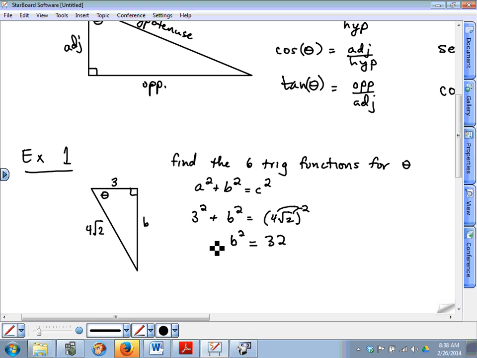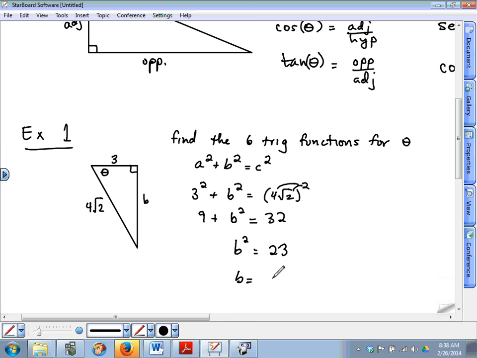Here we have b squared. So b squared, if you subtract 9 on both sides, is 23. And now we have to square root 23. What a fabulous number.